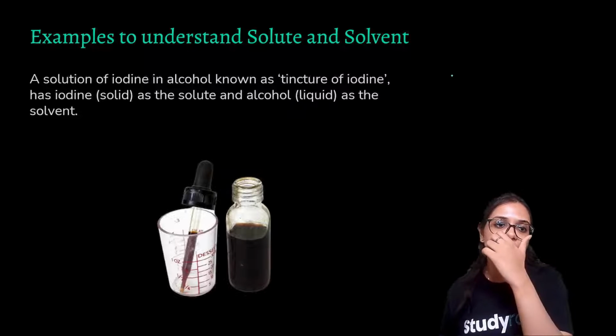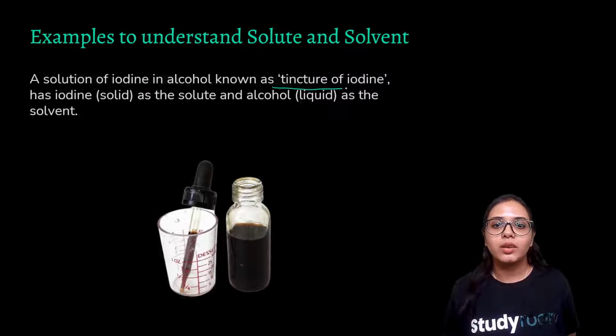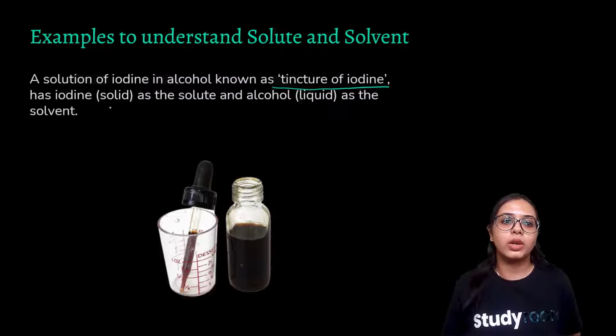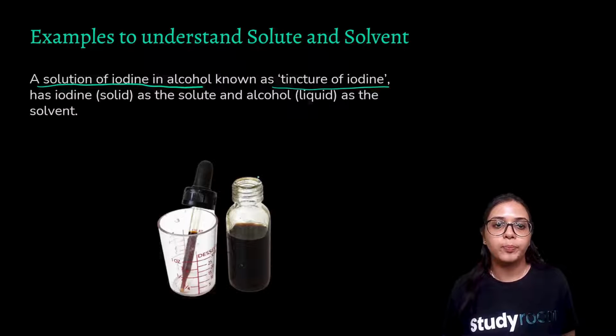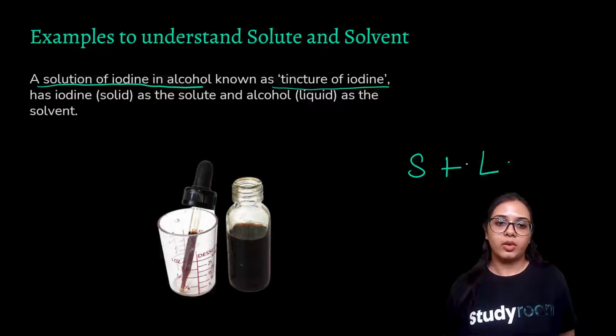Examples to understand solute and solvent. The other example is of iodine and alcohol, which is known as the tincture of iodine. It is a very important, exam point of view question, that a solution of iodine in alcohol is known as tincture of iodine, where iodine is a solid and that solid is acting as the solute and the alcohol is the liquid solvent. Alright, so the mixture we get is known as tincture of iodine.